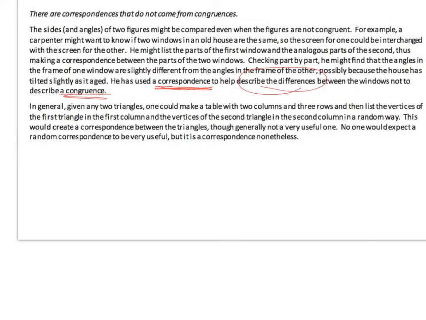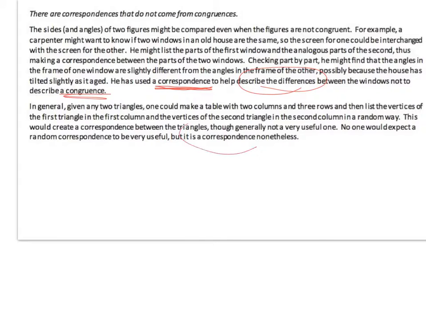In general, given any two triangles, one could make a table with 2 columns and 3 rows, and then list the vertices of the first triangle in the first column and the vertices of the second triangle in the second column in a random way. This would create a correspondence between the triangles, though generally not a very useful one. No one would expect a random correspondence to be very useful, but it is a correspondence nonetheless.